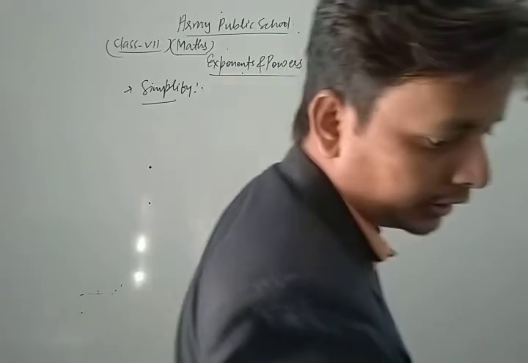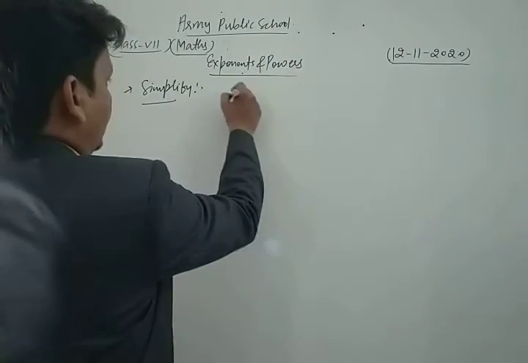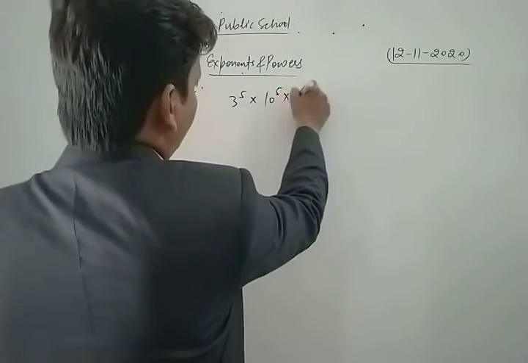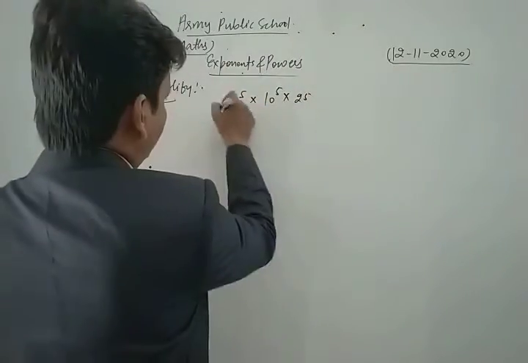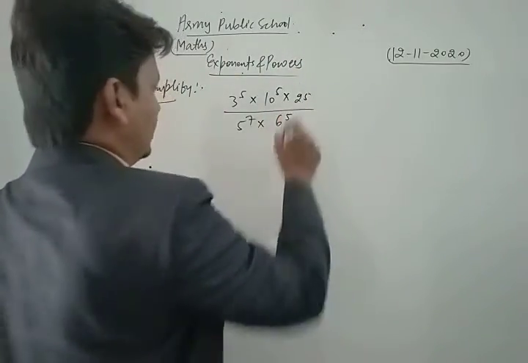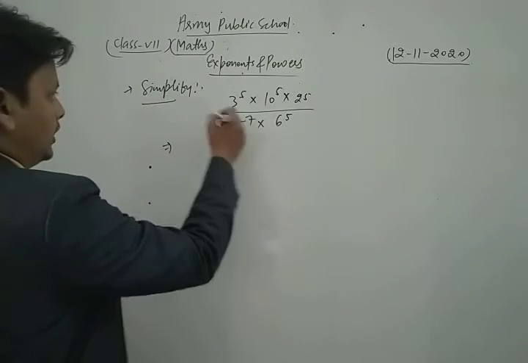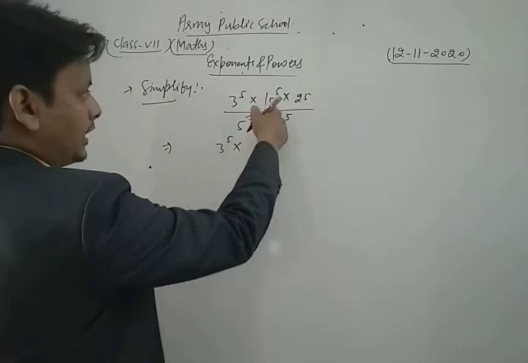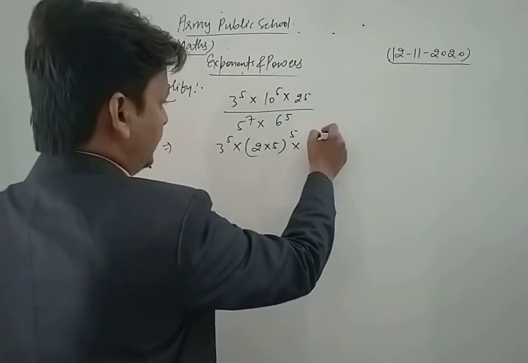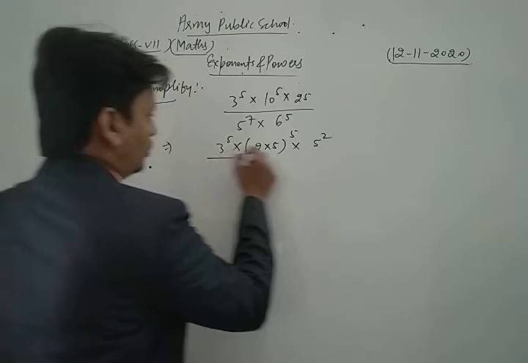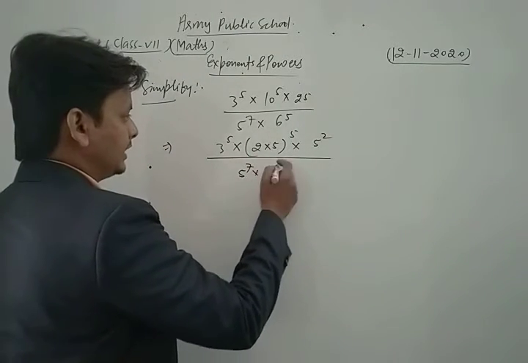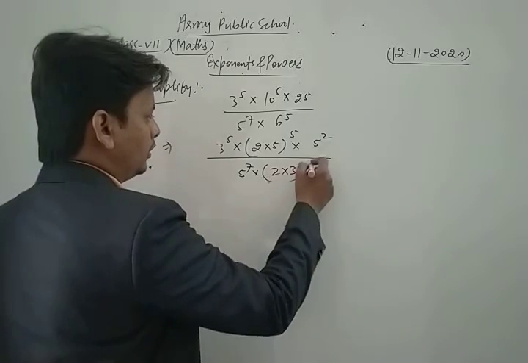simplify: 3 to the power 5 into 10 to the power 5 into 25 upon 5 to the power 7 into 6 to the power 5. Okay, let's see its solution. First of all we write 3 to the power 5 into, we can write 10 in the form of 2 into 5, to the power 5, into we can write 25 as 5 square. Now in the denominator we have 5 to the power 7 into, we can write 6 in the form of 2 into 3, to the power 5.